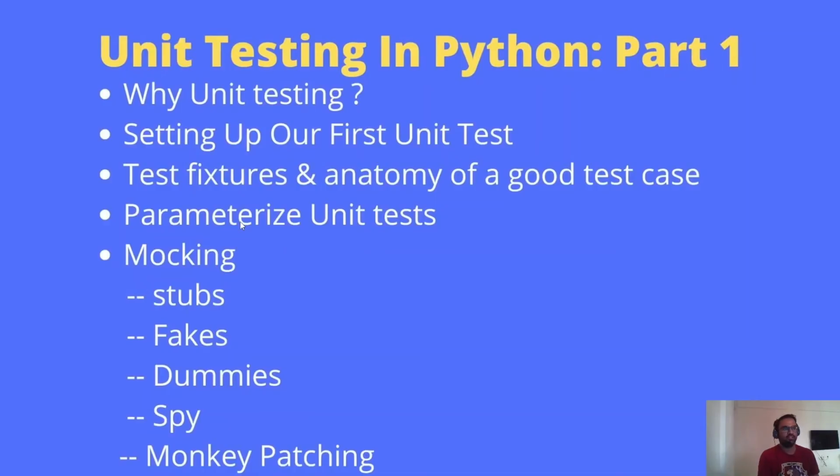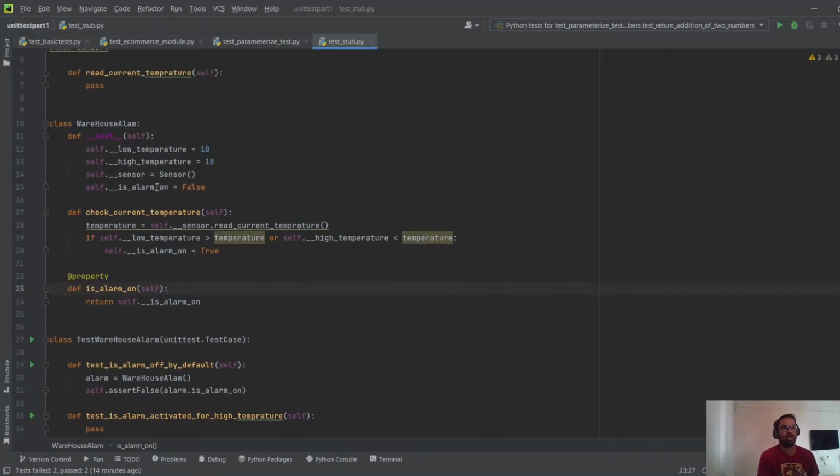Right. After discussing parameterization, we're now towards the end of this module, and we're now going to talk about mocking. It is basically a strategy which involves multiple internal strategies, or there are multiple ways in which you can mock data, by creating stubs, fakes, dummies, spies, or monkey patching. So what each and every one of these means, we will see via examples. And the first one we're going to look at is the stub. What I have is an example.